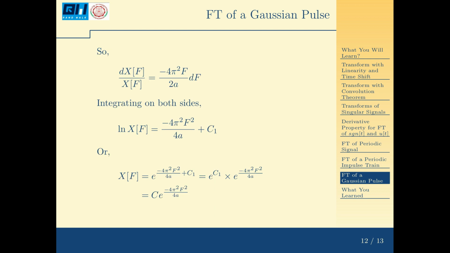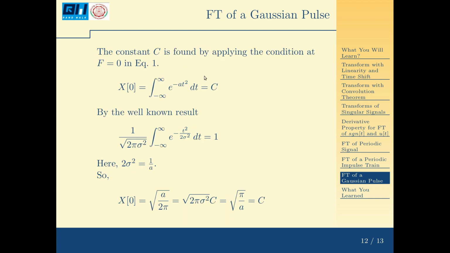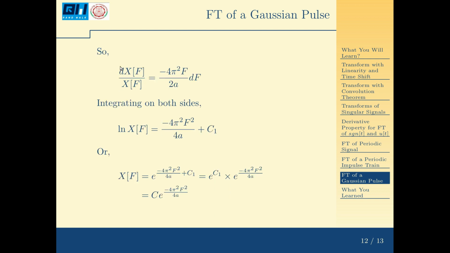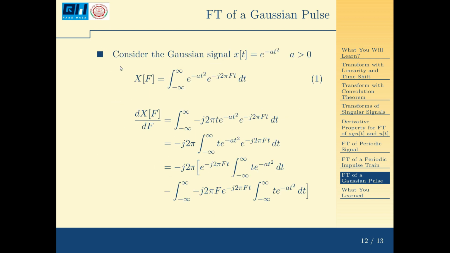Now I have to find the constant of integration. To find it, I can apply an initial condition. I can put f equal to 0 in the first equation. If I put f equal to 0, that will be X of 0, and the kernel will disappear; it will become 1.